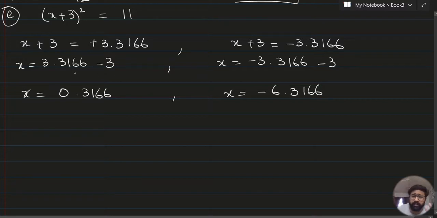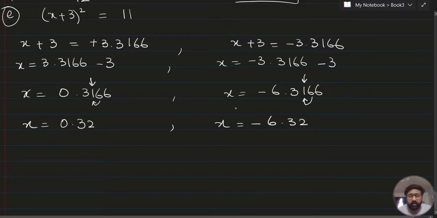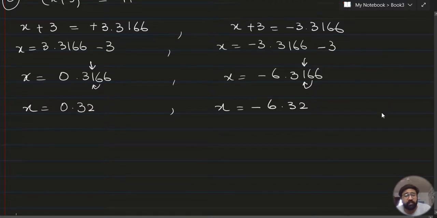So what does two decimal places mean? That there should be only two numbers after the decimal. So this means that your answer should go till here. This 6 is going to round this number off, and it is going to round it off ahead, so we will have 0.32, and the same is the case over here, minus 6.32. This is the second decimal place, and 6 is going to round this 1 one step ahead. Let's move on to the F part of this question.